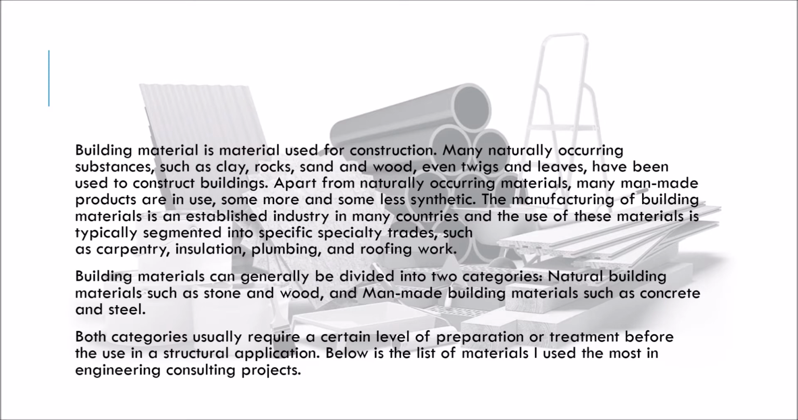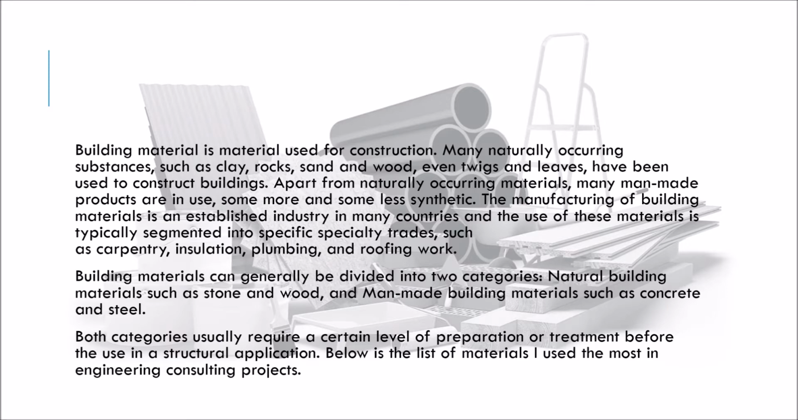So there are two kinds of materials. It is natural materials and man-made materials. Natural materials are usually the materials that you can easily find in nature, like clay, rock, sand, and wood. But man-made material is material that is produced by factory, manufactured, such as concrete, cement, and so on.